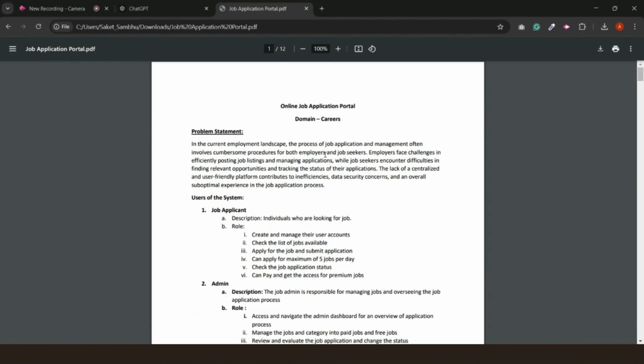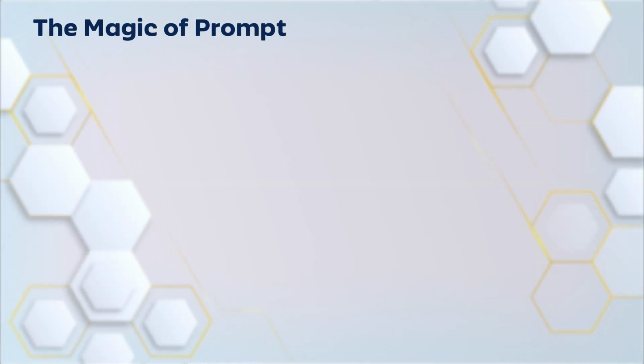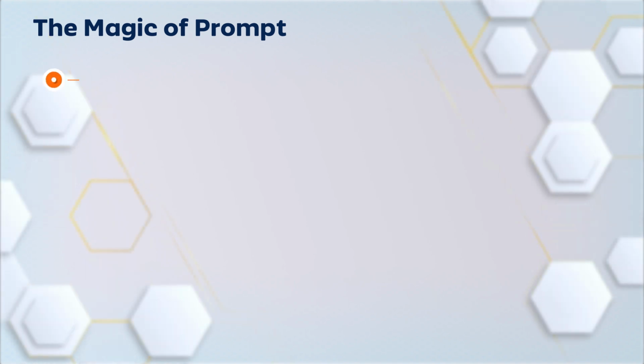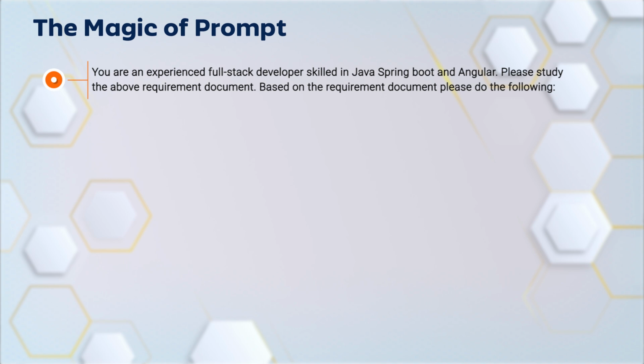Now, let us try to design a prompt in order to generate a set of instructions that can be provided to GitHub Copilot so that it can help us to generate the code in the application. Let's dive into that. I've already designed a prompt based on the requirement document we have. So the prompt goes something like this.